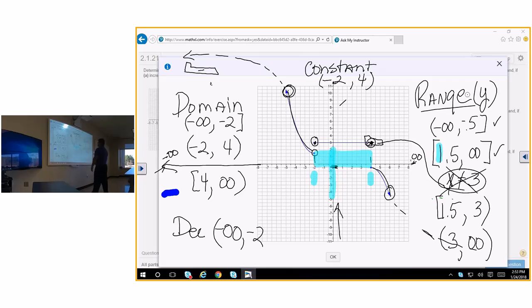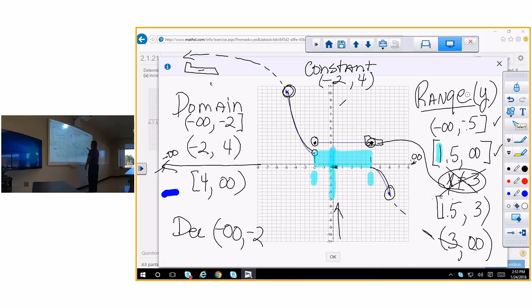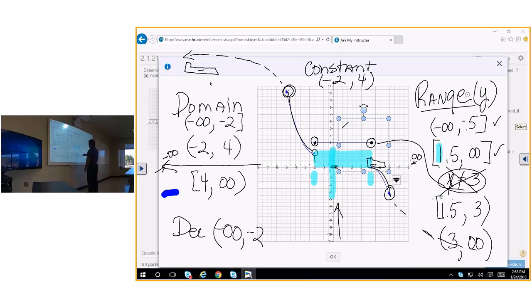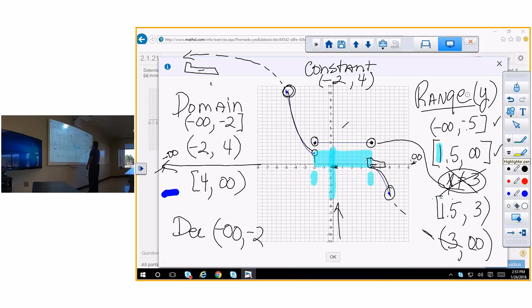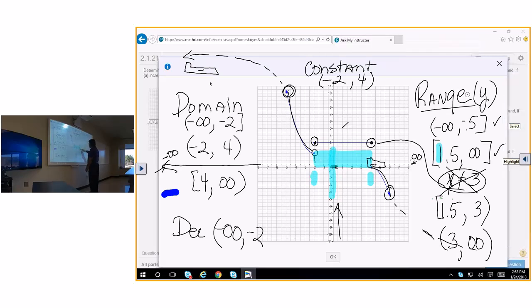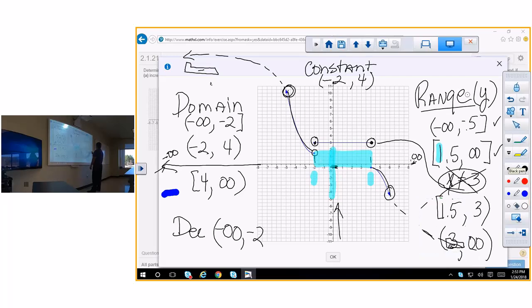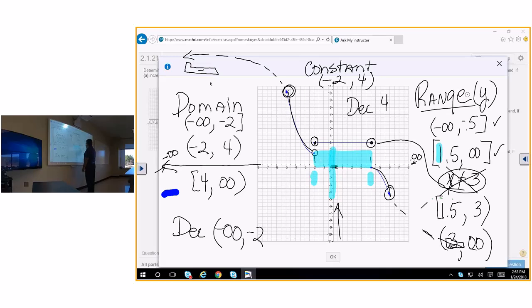And then it's decreasing. Take your plane, and you jump off the track there, and you jump down here. And now you're decreasing. You're decreasing from 4 to infinity. Decreasing from 4, and you have a closed circle, to infinity.